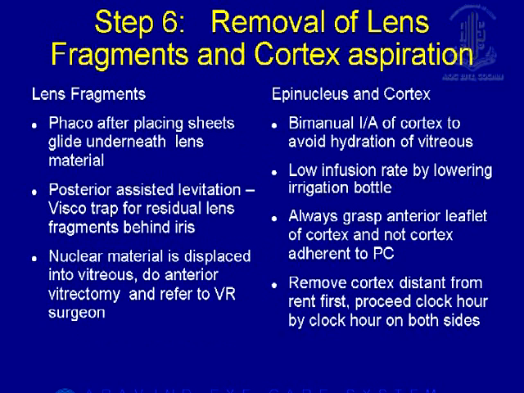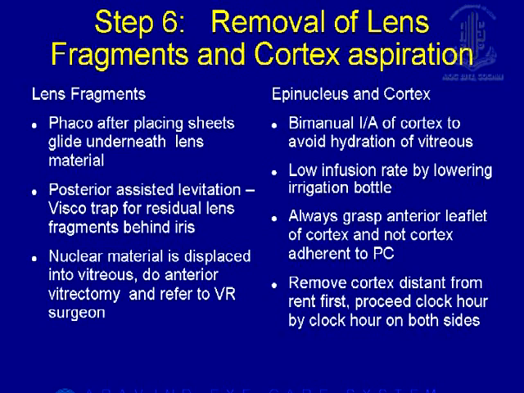So this is the step wherein I'm dealing with two sides, the removal of lens fragments on your left side and cortex aspiration on your right side. There are various ways depending upon the fragments which you have. The later speakers will highlight more in detail. If there is a lot of lens material, there are different ways. The best way is to put in something like a glide underneath the lens and then emulsify the nucleus, which I don't do, but there are people who practice it and they feel that it's a very good technique to do.